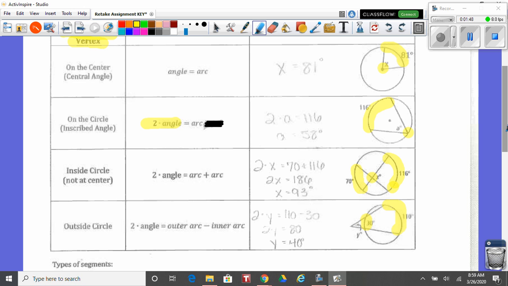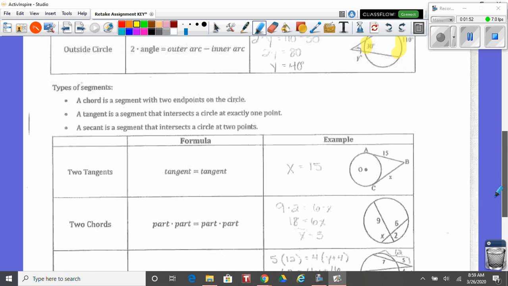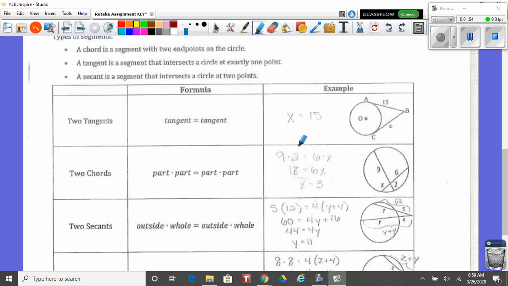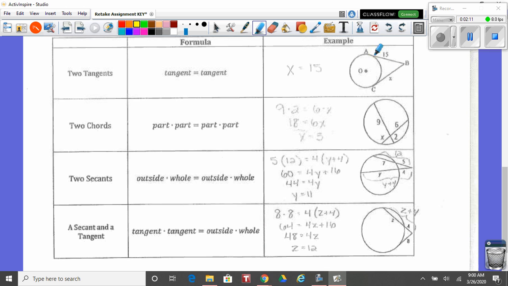Our next piece that we're going to be working with is the segments. For the segments in circles, we have to worry about 3 different types of segments. We have our chord, our tangent, and our secant, and you need to know what each of these means. We have the definitions right in the middle there. For our first one, the 2 tangents. Whenever we have 2 tangents, so you see from B to A and from B to C we have 2 tangents, and this one is the easiest one.